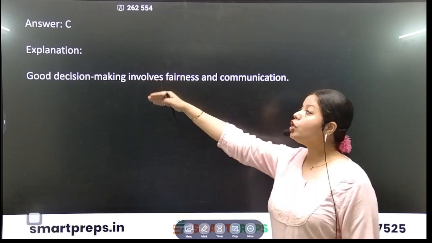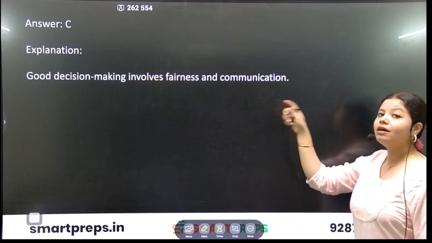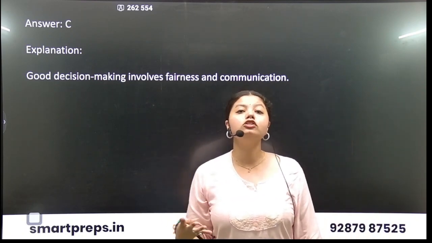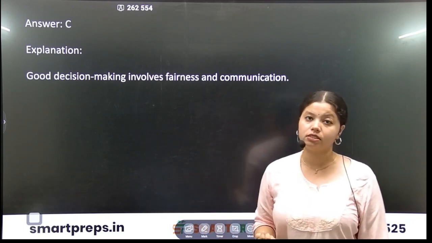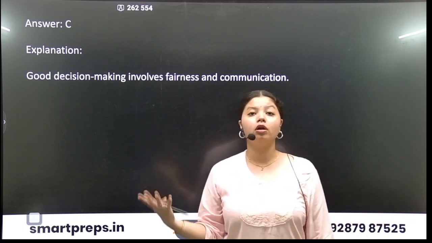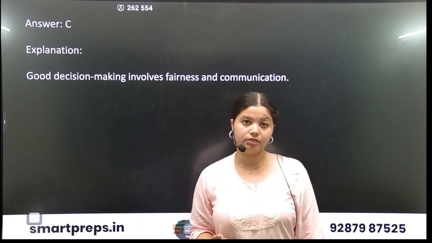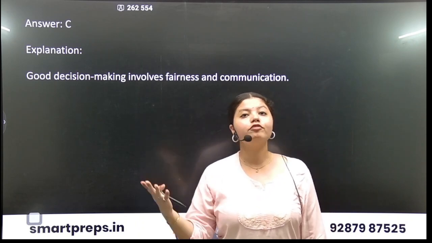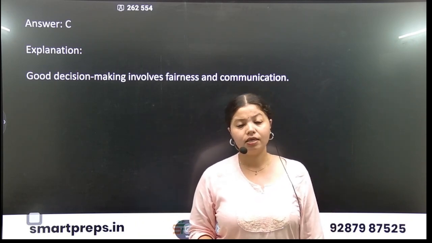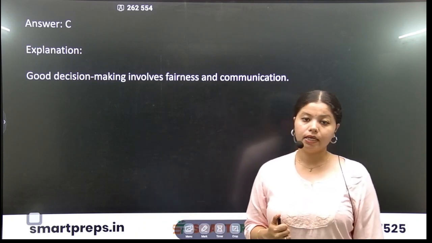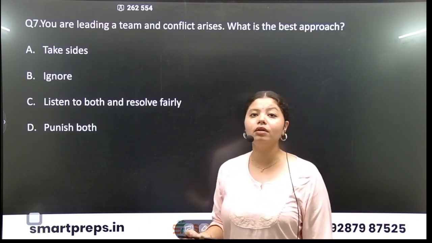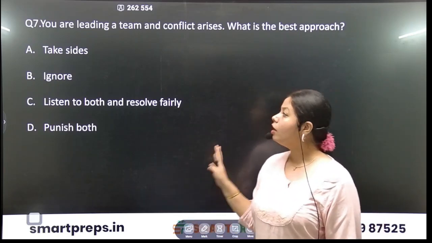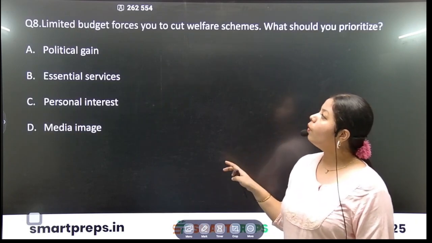Explanation I have given: good decision making involves fairness and communication. Being an officer, you have to listen to the issues and challenges the common people are facing, and also the teamwork, the team members' issues. Even if you are posted as the highest senior officer, there will be your subordinates, all working as a team. So you have to consider everyone's opinion and what they are facing.